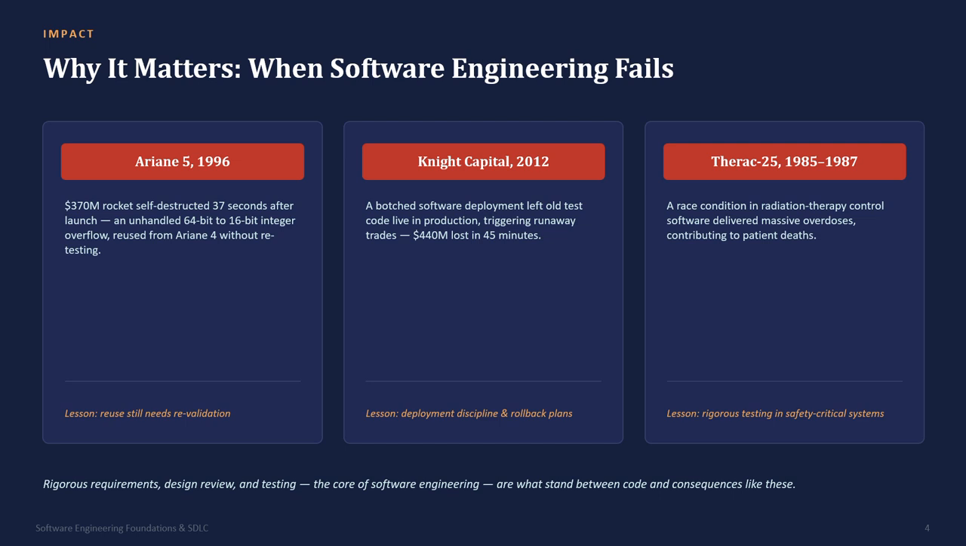First one is Ariane 5, 1996. A $370 million rocket self-destructed 37 seconds after launch because of an unhandled 64-bit to 16-bit integer overflow reused from Ariane 4 without retesting. Knight Capital, 2012. A bot's software deployment left old test code live in production, triggering runaway trades, $440 million lost in 45 minutes.